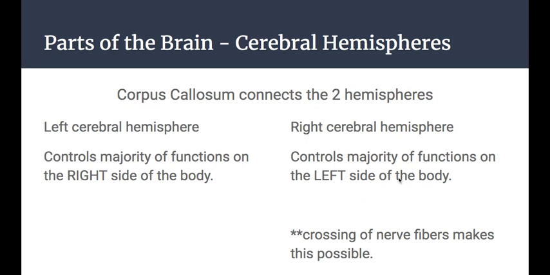We have our left hemisphere and our right hemisphere. Remember, these two are connected by the corpus callosum. These two hemispheres control the opposite side of the body. So the right side of your brain controls the left side of your body, and the left side controls the right.